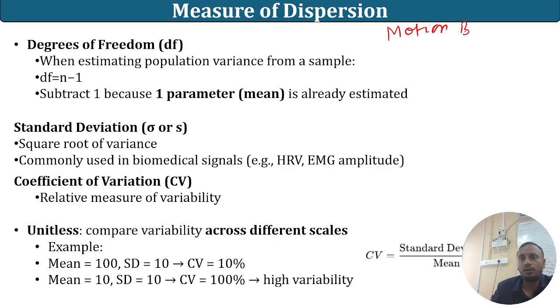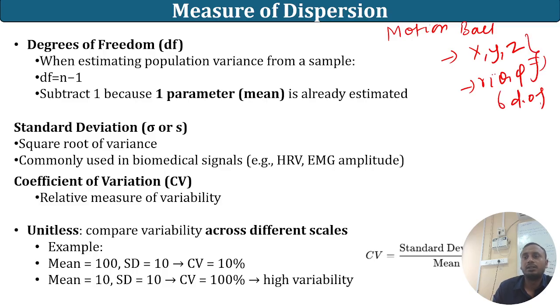Let's say there is a ball. It can move in x, y, z, or in r, theta, phi. So it has six degrees of freedom: the x axis, y axis, z axis, or it can rotate in r, theta, or phi. So it moves in six ways. Similarly for data, we have the sample, and if you calculate n minus 1, it gives the degree of freedom.